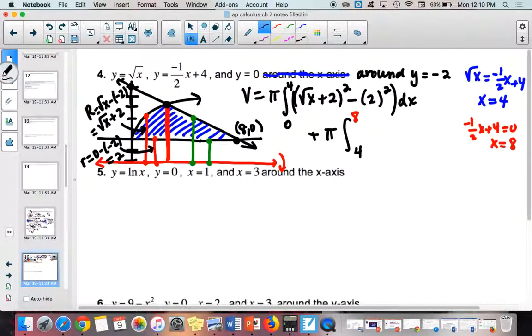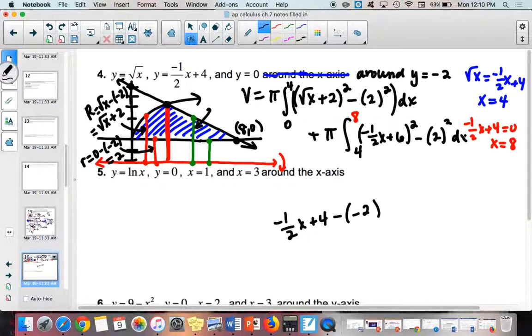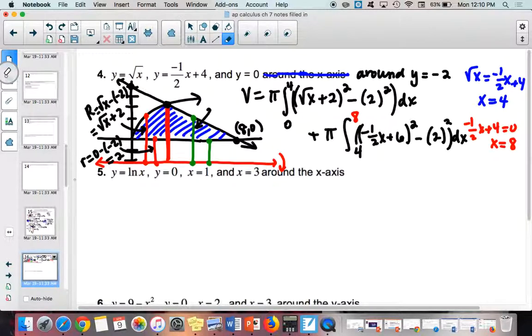And then what? Now I need this new outer radius and inner radius. So this outer radius is going to be negative 1/2 x plus 4 minus a negative 2, though, right? Oh, yeah, sorry, minus a negative, so plus 6, and then the inner is still that 2. That's it. If you can do that, you can do anything. You can totally do that.